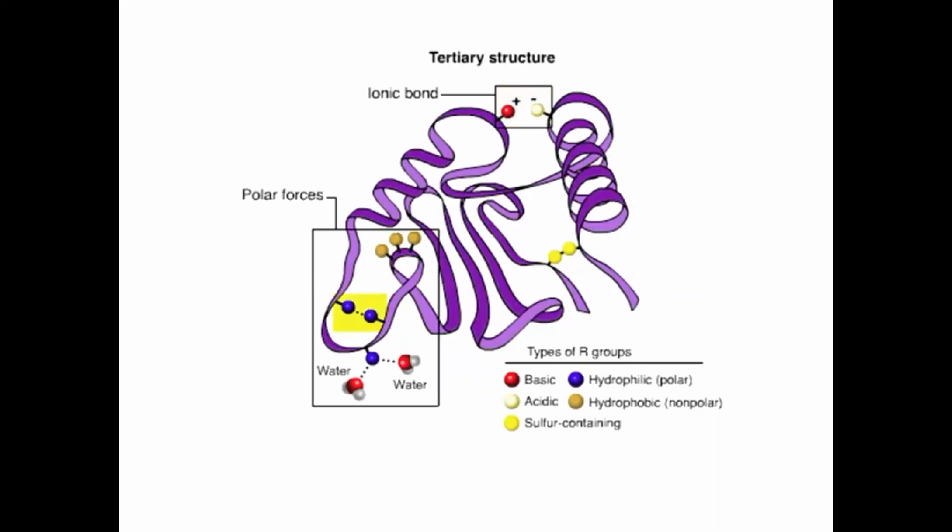Hydrophilic or polar R groups may hydrogen bond with one another or turn outward and hydrogen bond with the surrounding water. Hydrophobic, nonpolar R groups cluster on the inside of the protein away from water. Tertiary structure may be further stabilized by strong covalent bonds between sulfur atoms in certain R groups.